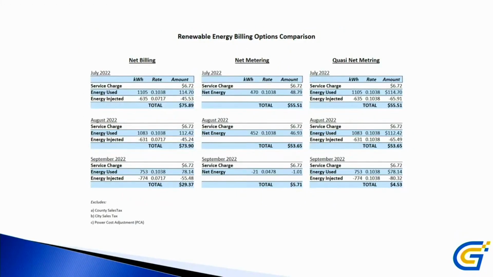Any questions? And on this one, I compare actual customers. And if you will see the three different options, this customer has a big system, and you will see that only in September they injected slightly over the actual usage. So the actual difference was very minimal. Any questions regarding the comparisons?